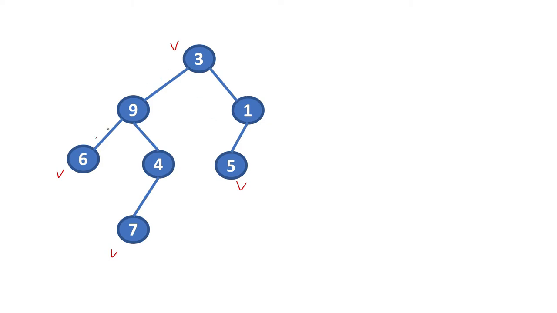So from 3 to 6, if we have to go, then 3, 9, 6 we have to cross, and we can imagine it as a number called 396. Here what will be the number? It will be 3947, and here it is 315. So total three numbers are there. So if we add it up, then it will be 396 plus 3947 plus 315, which is 4658. So this is the result we want from this problem.